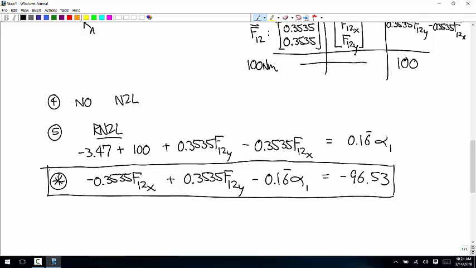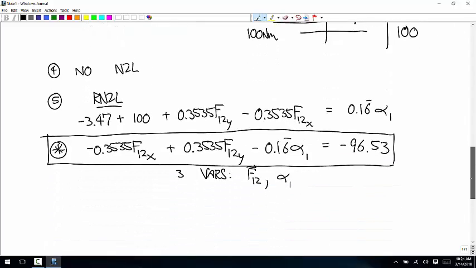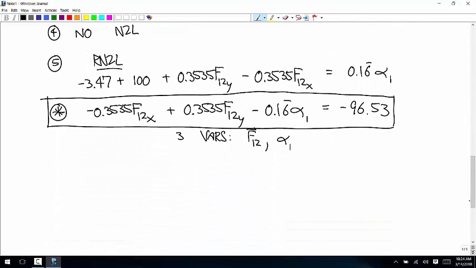So far we have one equation, 3 variables. Even though our free body diagram had this RA in it, it didn't appear in our moment equation, so we don't have to worry about that. Any questions about the first body?